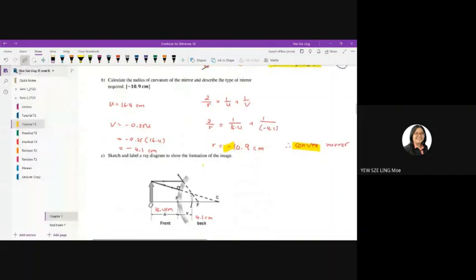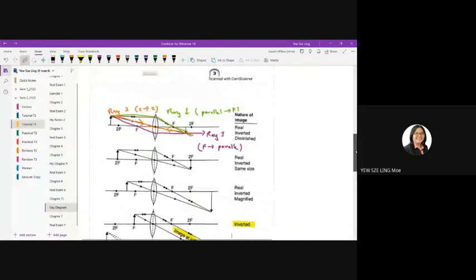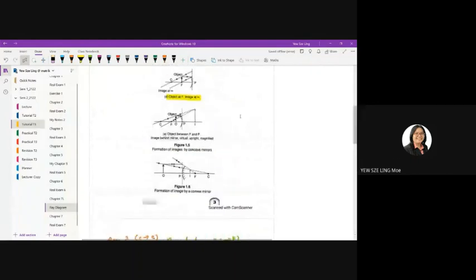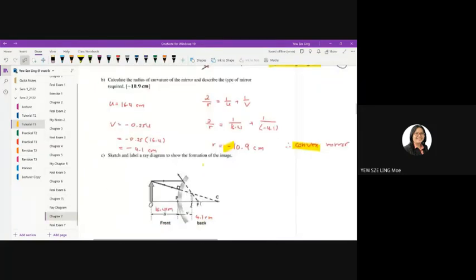There are two cases where you can get an upright image. So these two cases, this case and also this case, will give you an upright image. The reason why we want to know whether it is a convex or a concave mirror is so that we know which one is the right diagram. If you got a negative value, that means it is a convex mirror, and that is what happened right here. If you have a concave mirror, then that is what happened right here. All right, that is how we solve it.